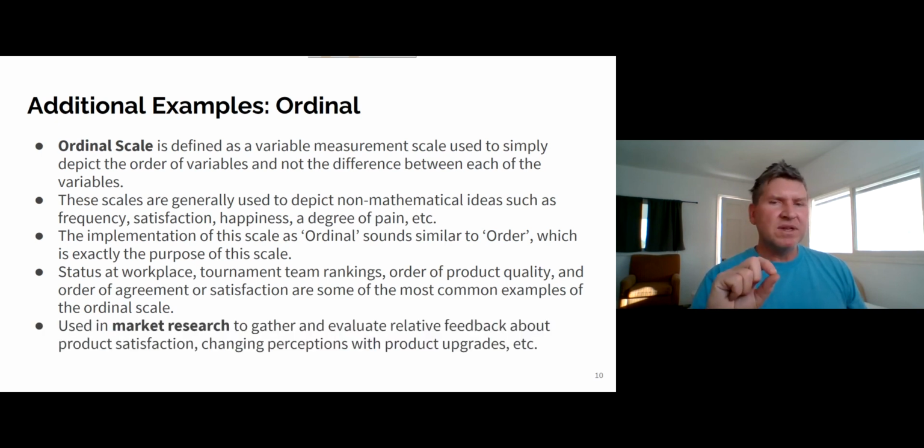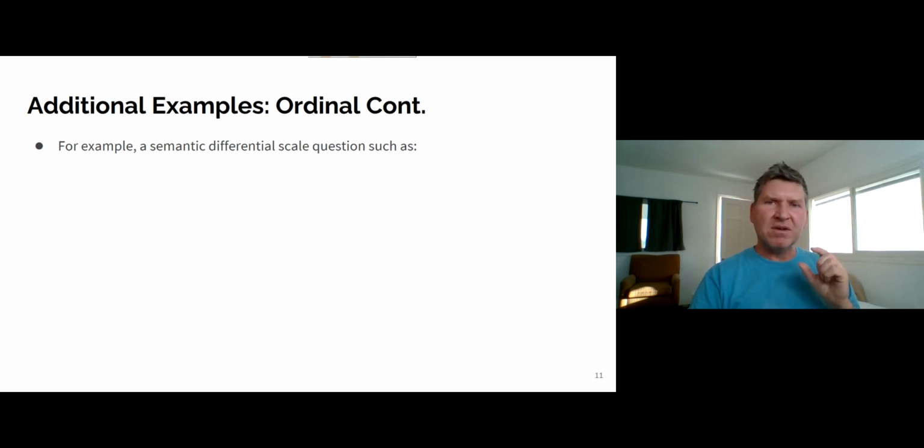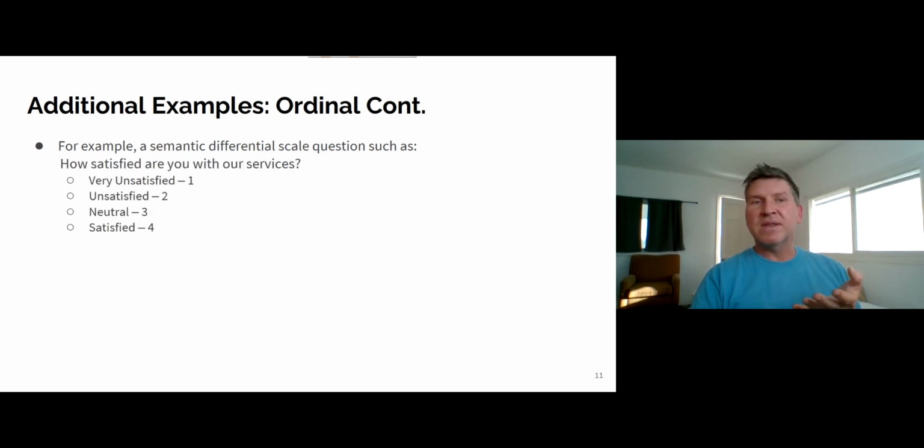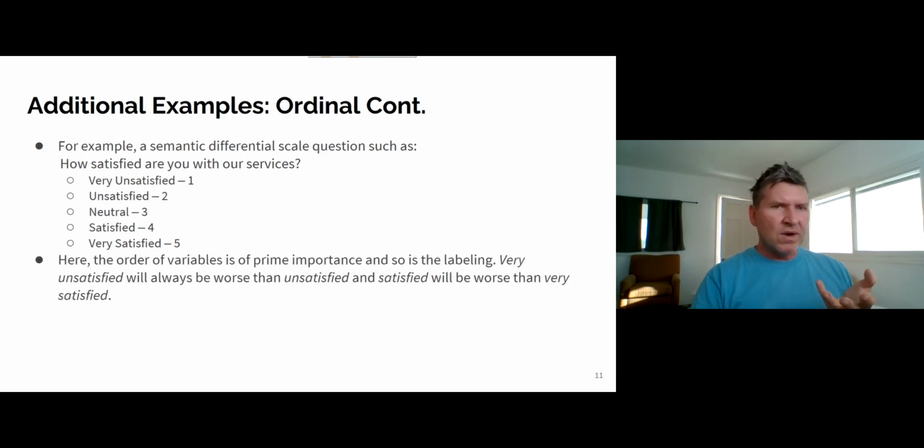They can be used for market research to gather feedback about how satisfied they are, their perceptions with different types of upgrades. We can certainly do this with many aspects of HCI. If we have a semantic differential scale question such as, how satisfied are you with our services? You can see that order is always going to be the same. It's never going to be the case where satisfied is lower than very unsatisfied. So the order is preserved between the questions. What we don't know is how big the gap is between very unsatisfied and unsatisfied compared to the gap between unsatisfied and neutral.